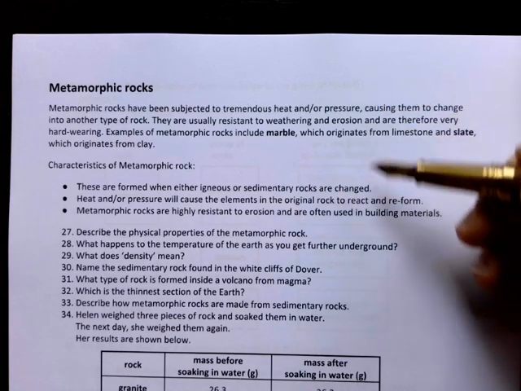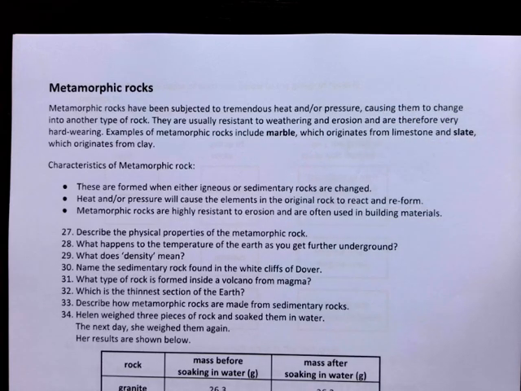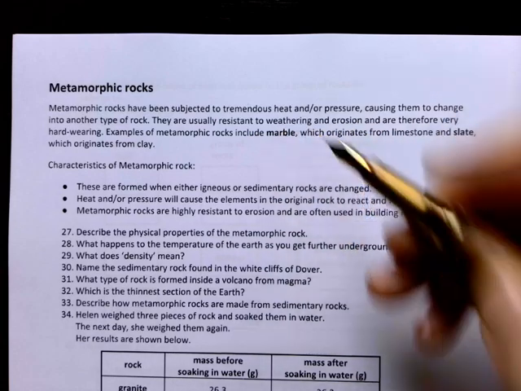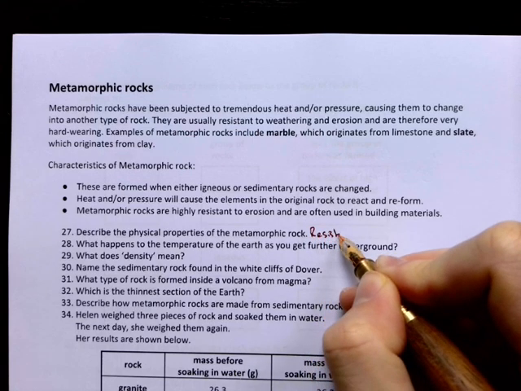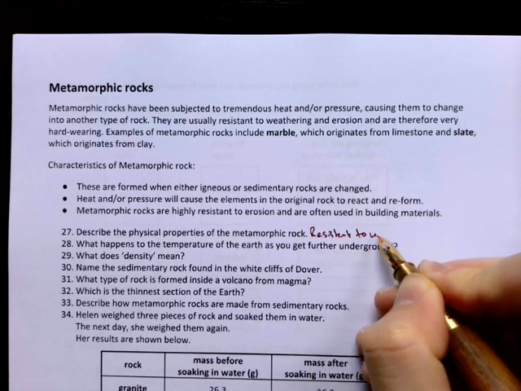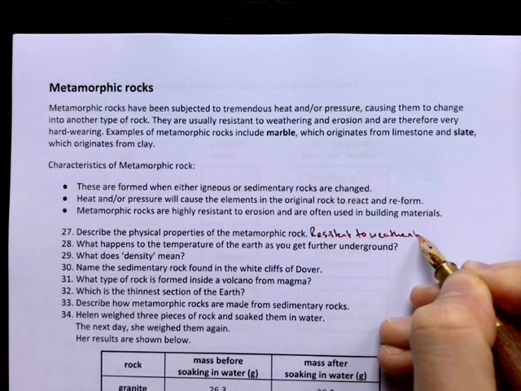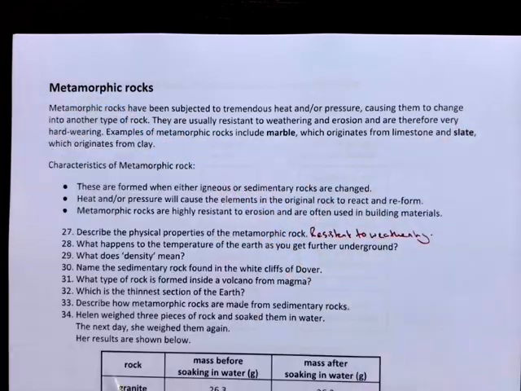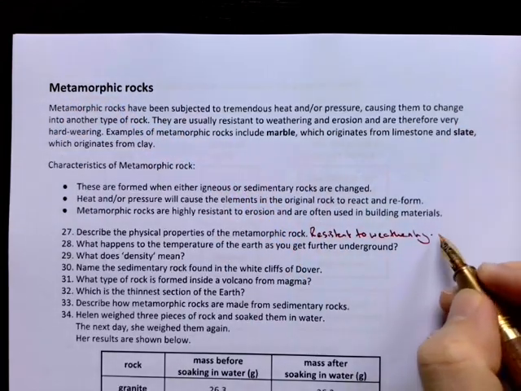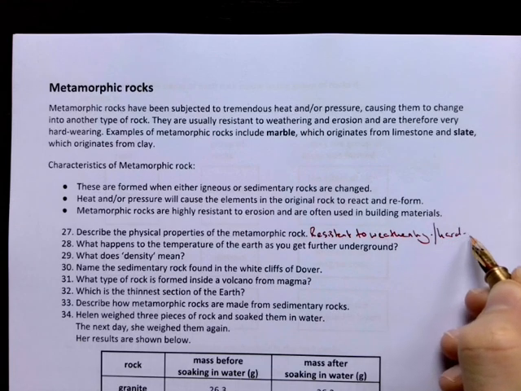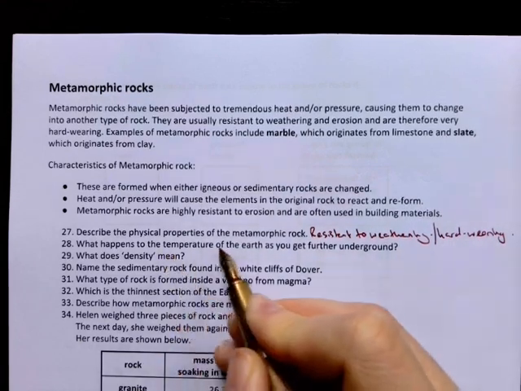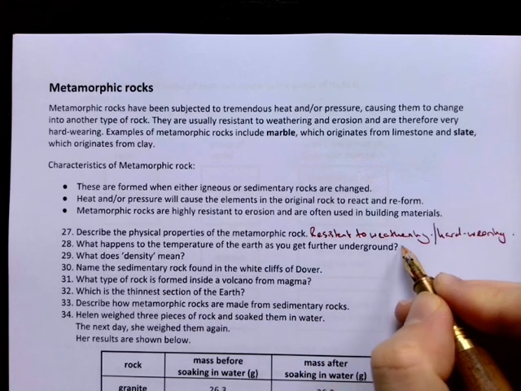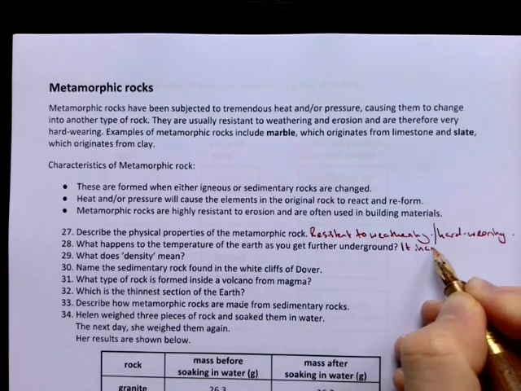So you will have read up here about metamorphic rock, and I explained it last week. So we can see up here that they are resistant to weathering, and they are hard wearing. Okay, hard wearing. What happens to the temperature of the Earth as you get further underground? It increases.